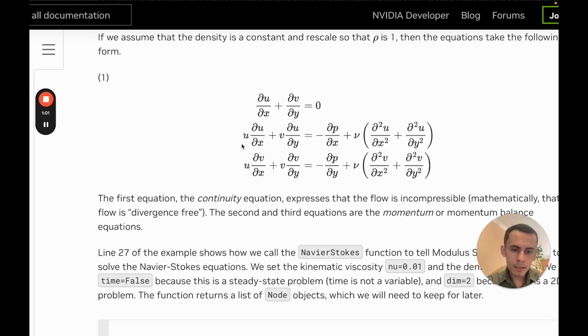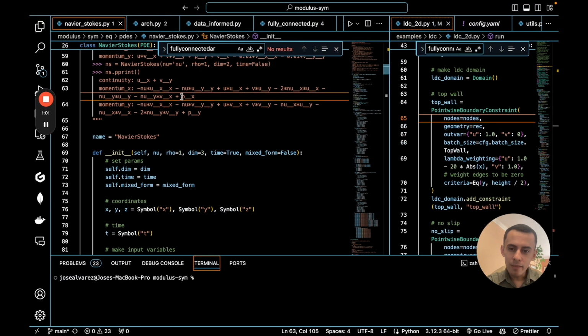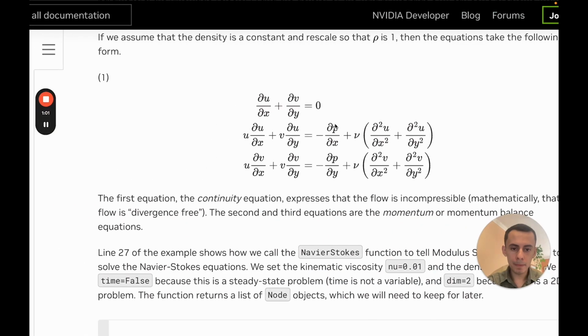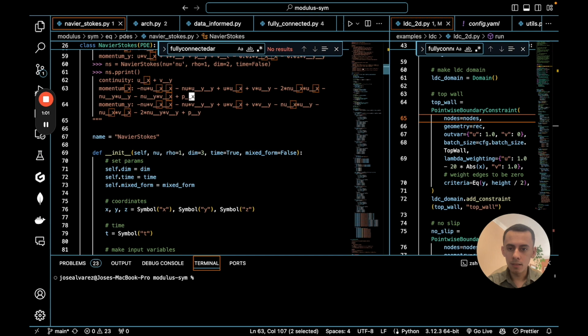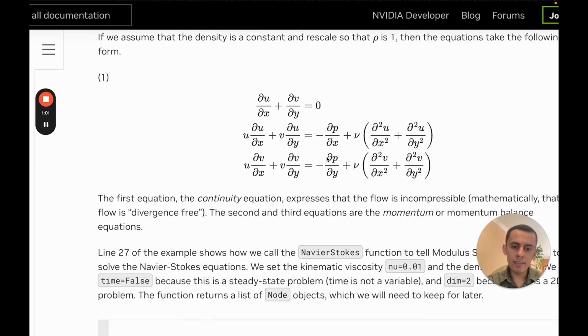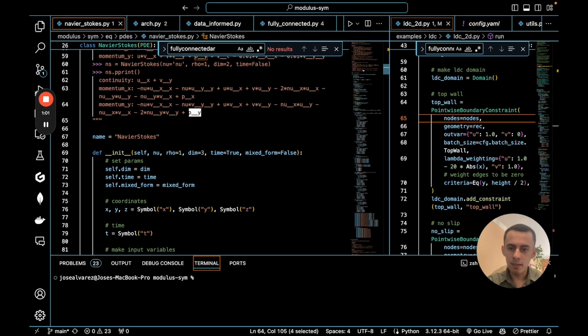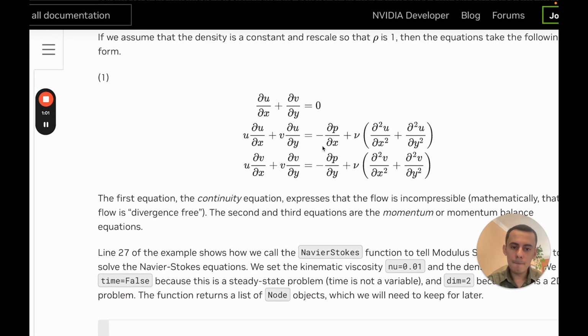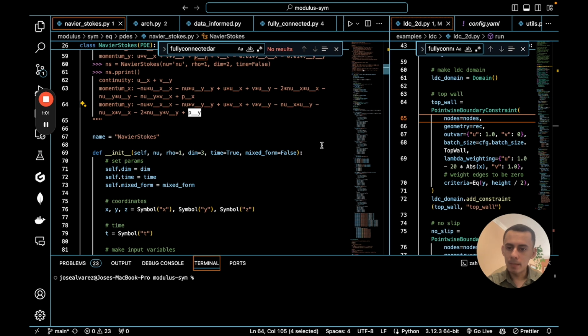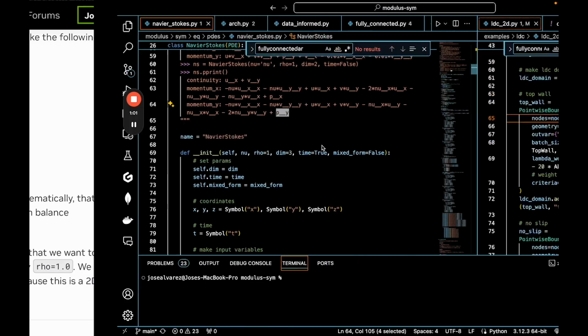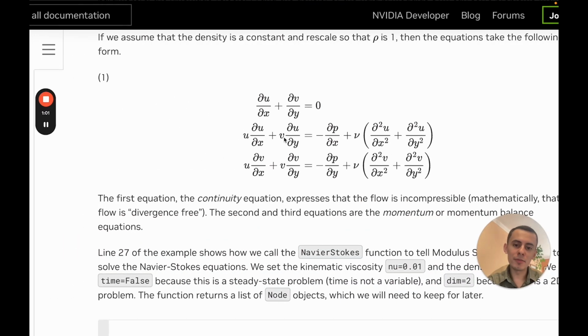It's hard to see here, but let's see. So they have the pressure differentiated with respect to y here. That's here, and it's a positive here, right? Why is that a positive? Well, because they moved it, if I'm not mistaken. They move it to the right, to the same side. Like if you move this to this side, that's going to be a positive.